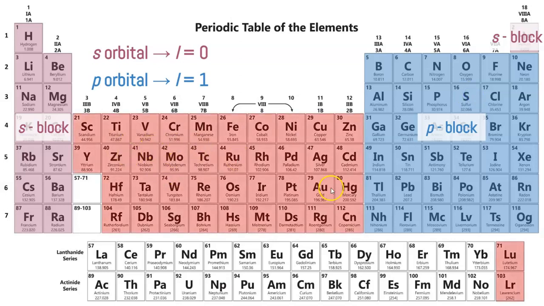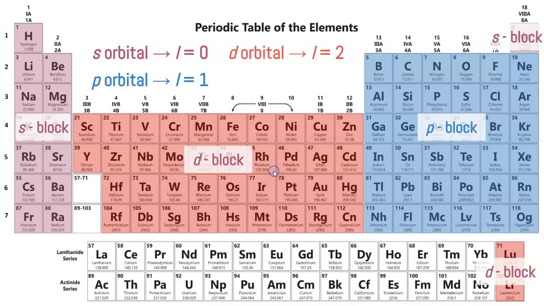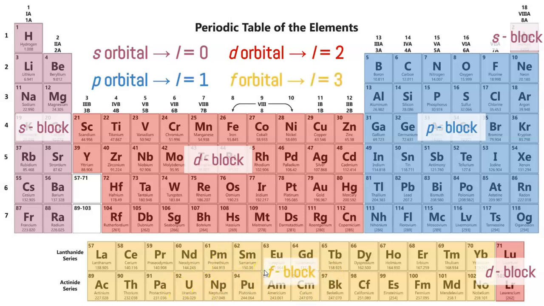Then we have our D block here, and keep in mind we're also including Lu and Lr because technically they're supposed to be here in the white boxes. These are our D block, and D block is our D orbital, so L equals 2. And then lastly we have our F block, and F block is our F orbital, and L is going to equal 3.